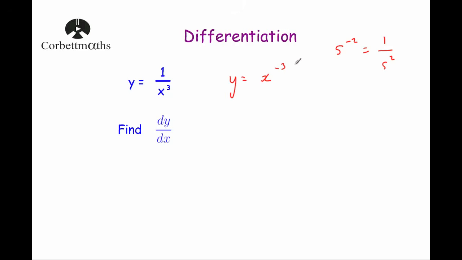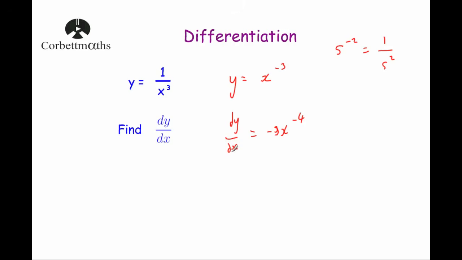You might recognize this question from the differentiation 1 video. We've actually done this question already. We just need to find dy by dx. We'll bring the negative 3 down, so that's minus 3x, and then reducing the power by 1, that'll be negative 4. And that's it.